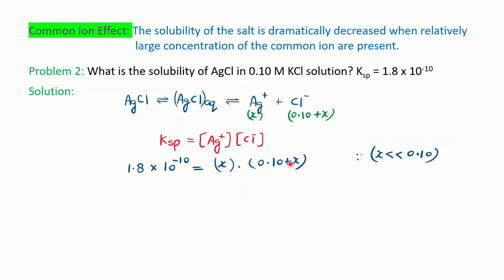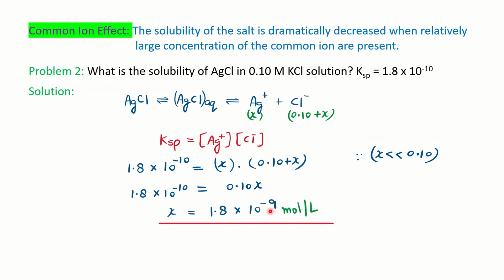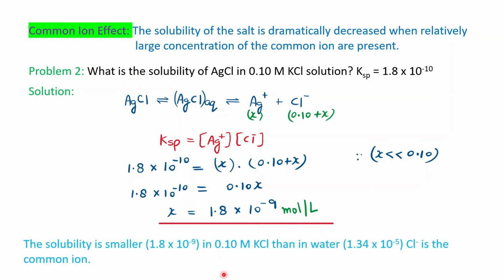We can assume that this x is going to be very small, so you can neglect it. Instead of 0.1 plus x, you can write 0.1, and then you find out the value of x, and you get 1.8 into 10 to the power minus 9 mole per liter. If you compare this value with the first problem, where we calculated 1.34 into 10 to the power minus 5 in the absence of the common ion, now in the presence of the common ion it is decreased to the order of 10 to the power minus 9. That proves that if you have common ions, that decreases the solubility drastically.